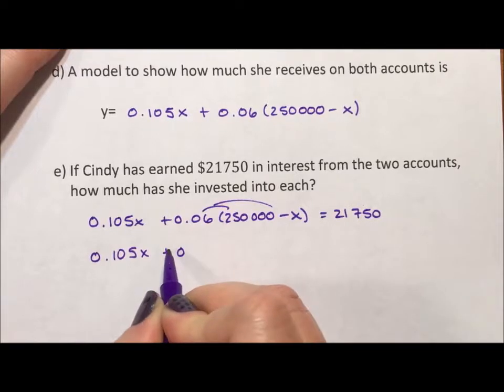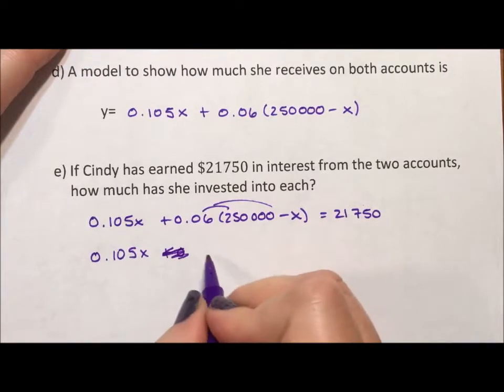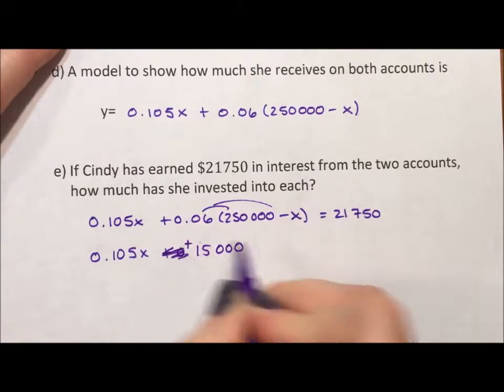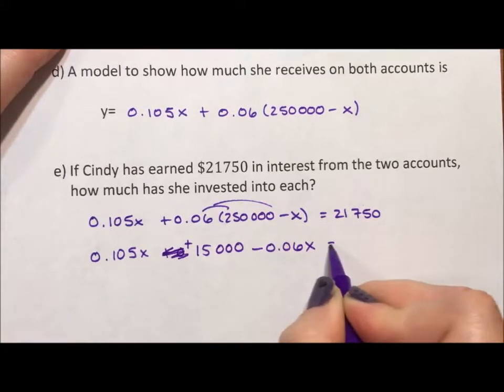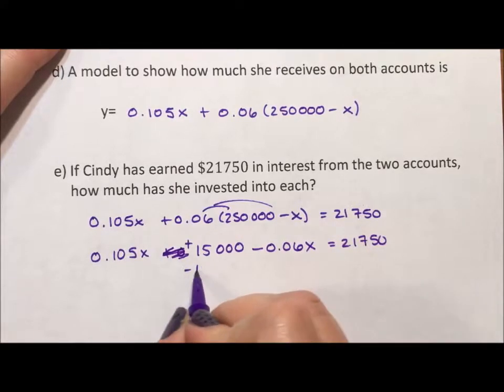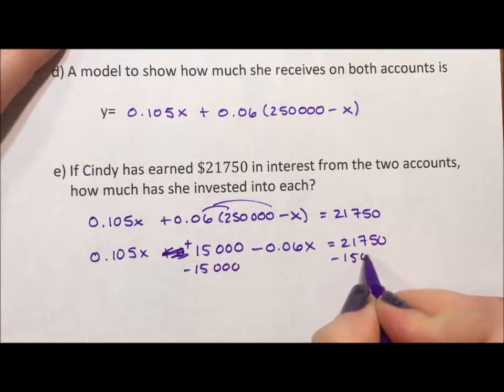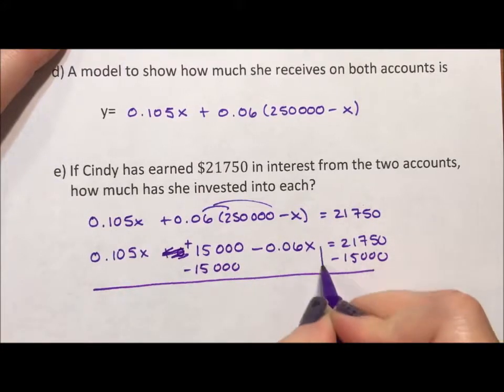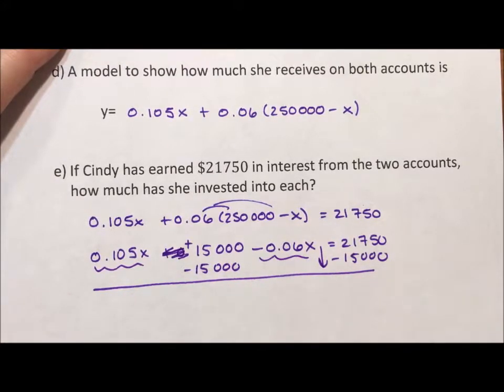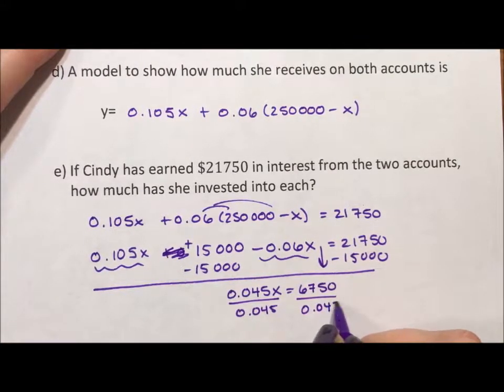Okay, so to solve how much she's investing in each account, I'm going to distribute this 6%: 0.105x plus 0.06 times 250,000 is 15,000, minus 0.06x equals 21,750. I'm going to subtract the 15,000 from both sides. Realize that when I do this, my two x terms are on the same side. I don't add the 0.06x to both sides. I just straight away subtract them so that I have 0.045x equal to $6,750. And when I divide by 0.045, I get that X is equal to $150,000.